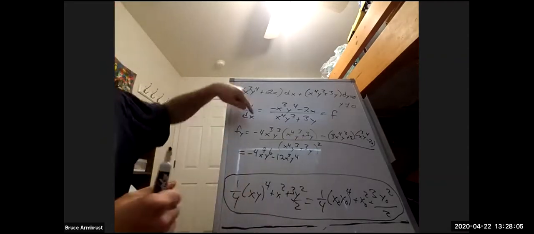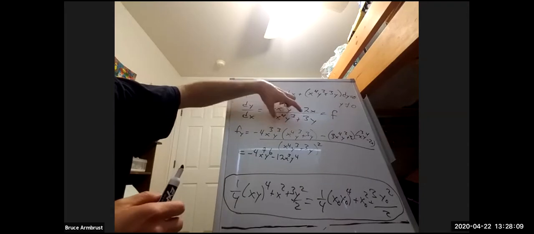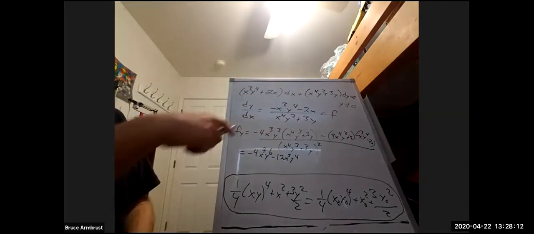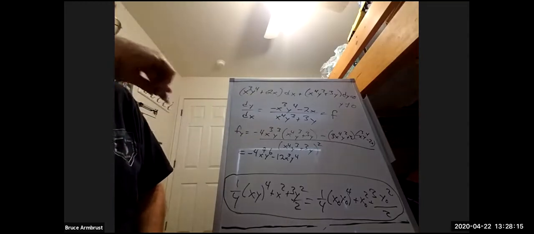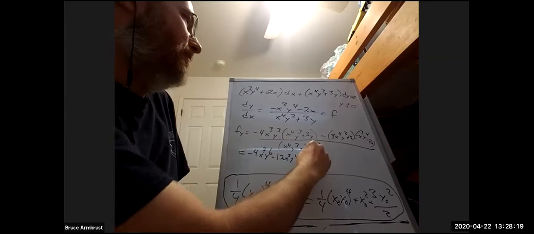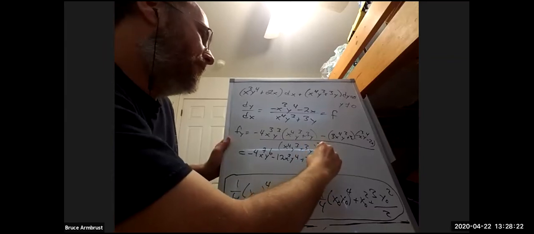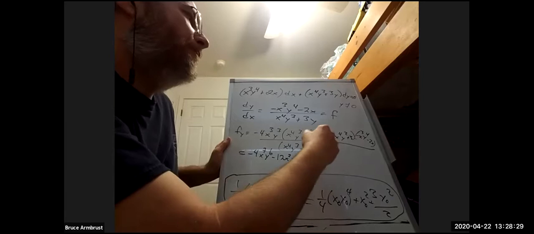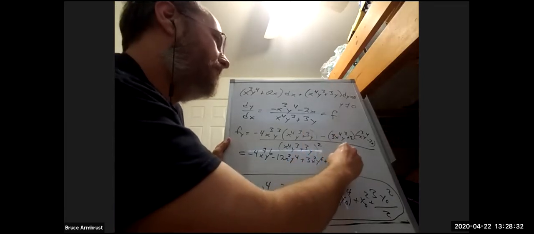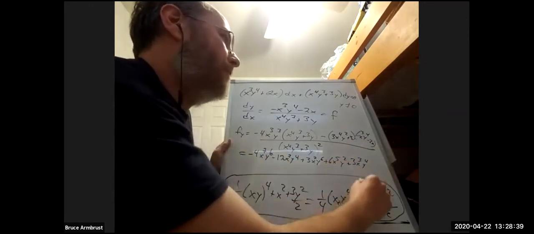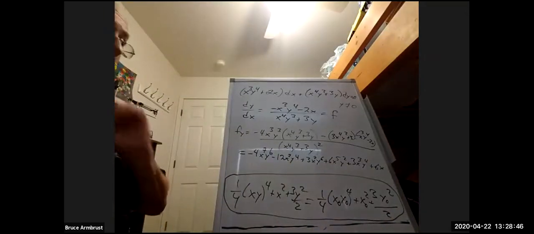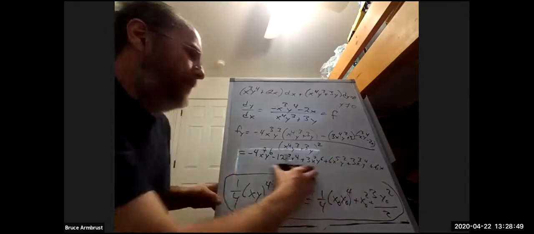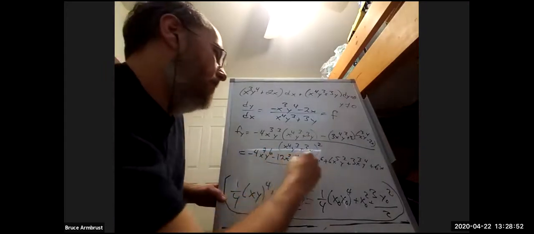Okay, so let me just distribute. We got minus 4x to the 7th y to the 6th, minus 12x cubed y to the 4th. The other one, we have to FOIL. Let's see. We're going to get plus 3x to the 7th y to the 6th, and we're going to get plus 6x to the 5th y squared plus 3x cubed y to the 4th plus 6x. And again, that's all over the denominator squared.